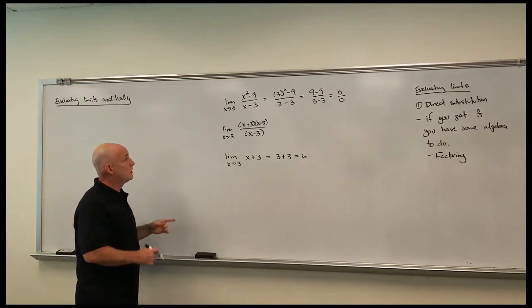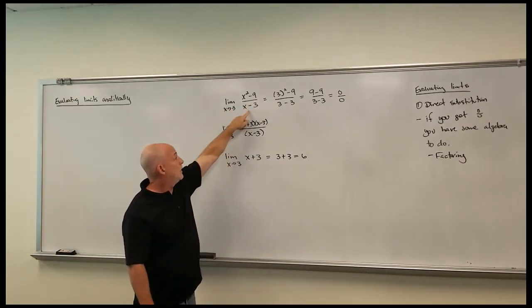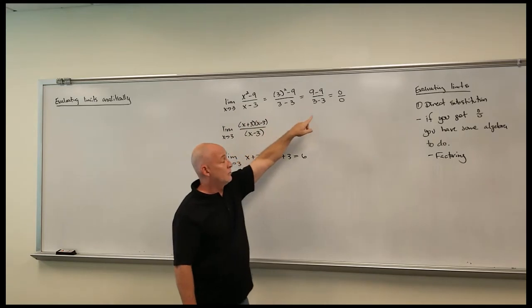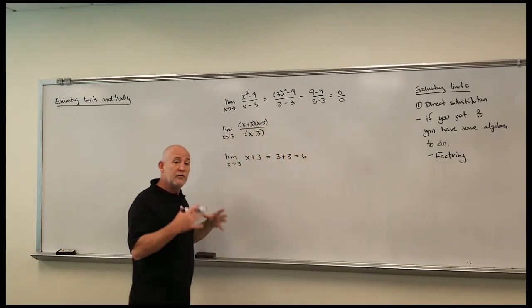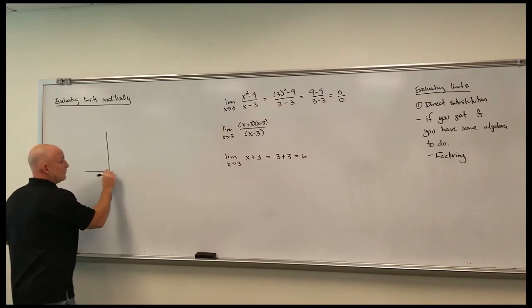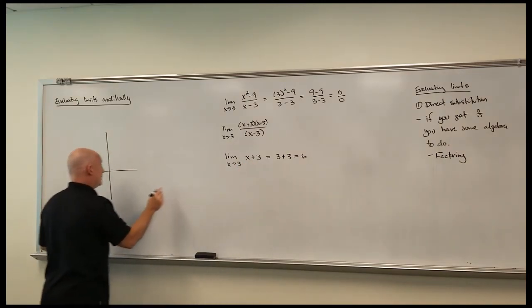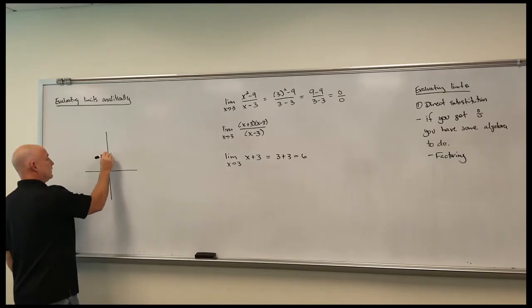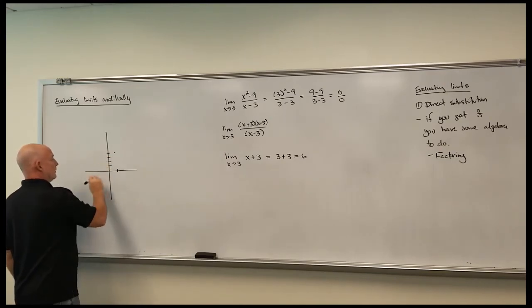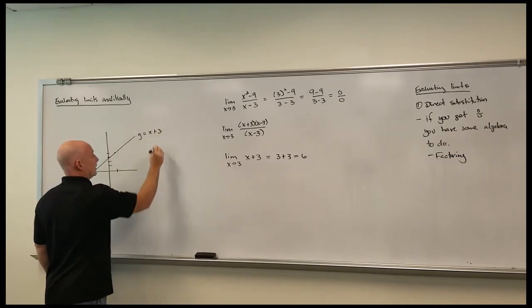Well, the good news here is technically this is a rational expression. And when we end up with 0 over 0 in a rational expression, what you end up with is a hole in the graph. The only difference between these two graphs, if you were to graph them, right? This is a line with a slope of 1 and a y-intercept of 3. So it would look like this. This is y equals x plus 3.